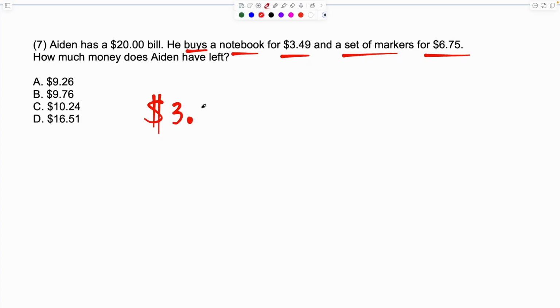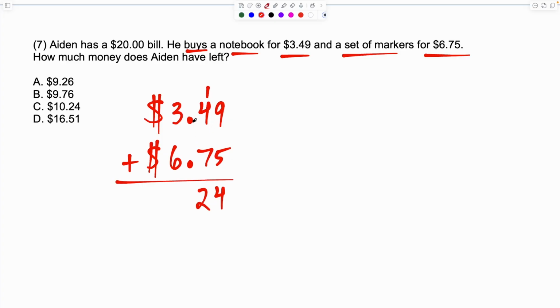So we have 3.49 and we're going to add 6.75. Okay, so we have plus 6.75. And now we just make sure everything's lined up nicely. Let me just make this a little neater. So we're going to add first 9 plus 5 is 14 and we carry the 1. And then 1 plus 4 is 5 and 5 plus 7 is 12. So we have a 2, we carry the 1, and then we bring down the decimal. So now we've got 1 plus 3 is 4 and 4 plus 6 is 10. So this tells us that Aiden is going to spend $10.24.